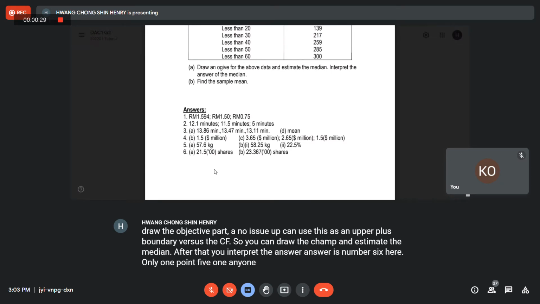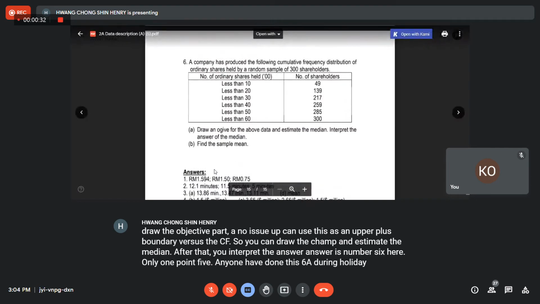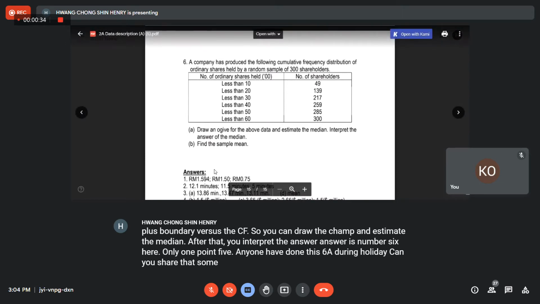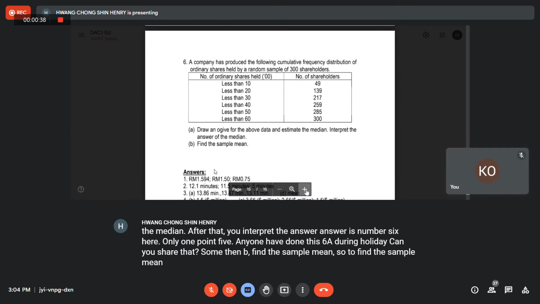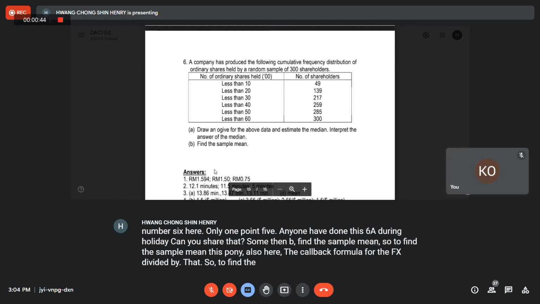Anyone have done this 6A during the holiday? Can you share your answer? Then B, find the sample mean. To find the sample mean, this morning we also recalled the formula: total fx divided by total f. So to find the mean, we must go back to frequency.